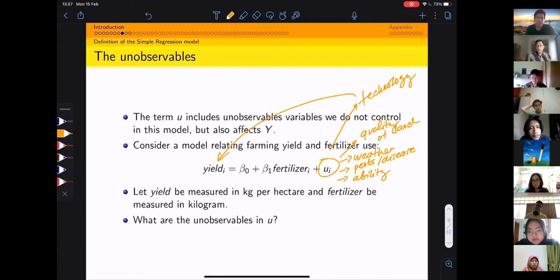So this is very good in the sense that from small discussions, not only do you understand that there are many unobservable variables, but you also understand that unobservable variables affect the dependent variable of interest, in this case yield. And at the same time, the unobservable could be correlated with fertilizer, in this case, for example, technology. Okay, so very good discussion.